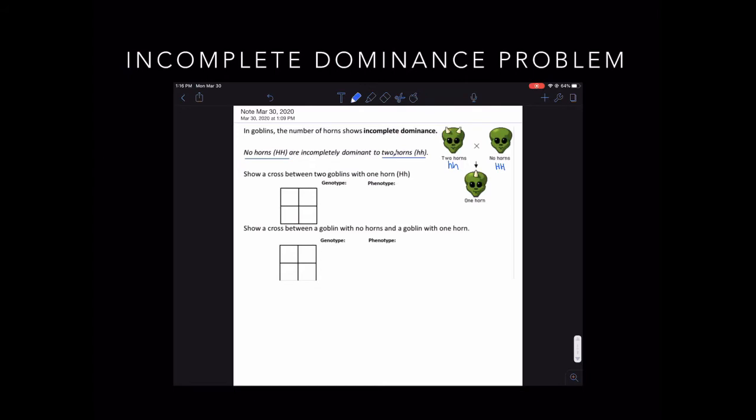Show a cross between 2 goblins with 1 horn, heterozygous. Using the first monohybrid cross, I'm writing the genotype of the heterozygous 1 horn and another heterozygous. As you can see, I have a dominant, heterozygote, homozygous recessive, and another heterozygote. Using my results, I'm going to write the genotype and phenotype.